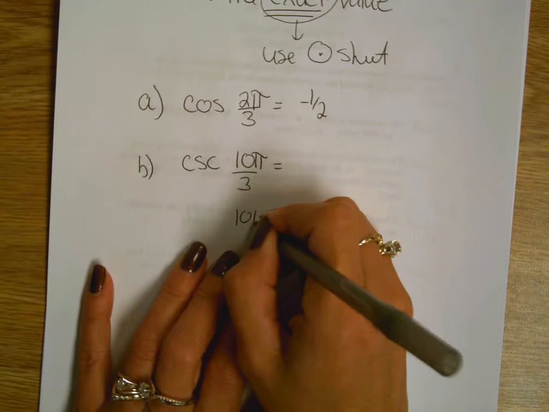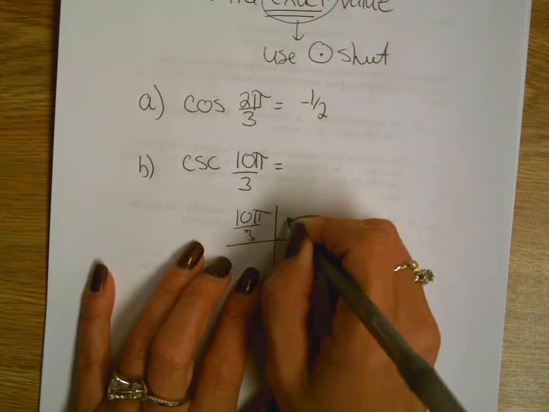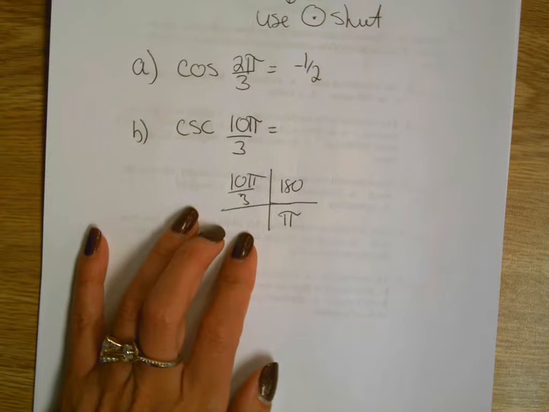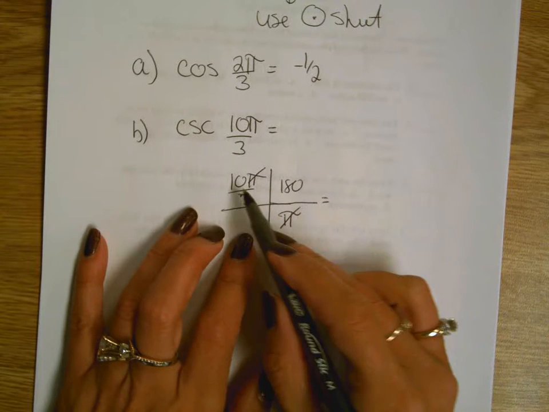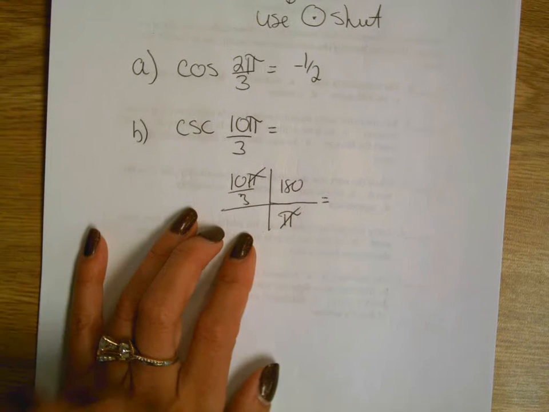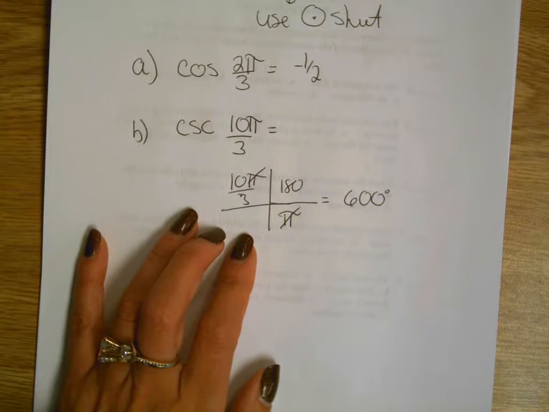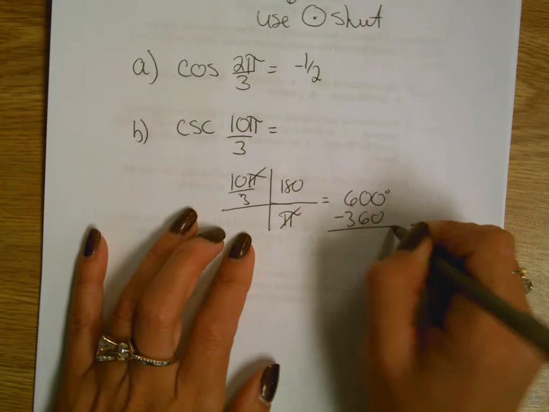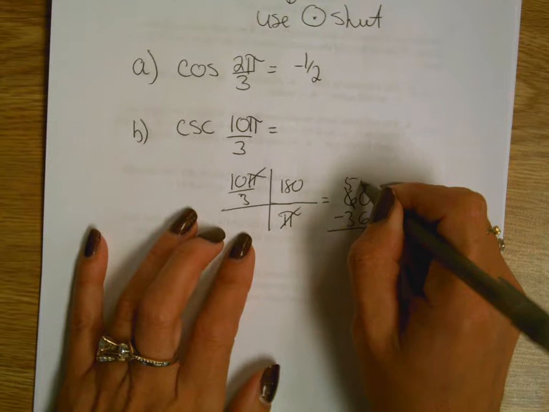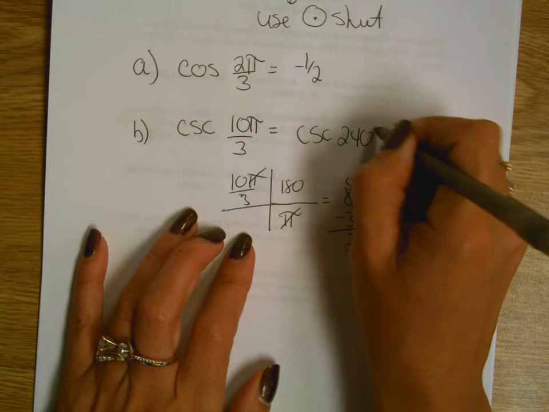So we're going to take 10 pi over 3, do our little conversion, divide by pi, times by 180. Pi's are gone. So what's 10 divided by 3 times 180? Oh, well, now we know why it's not on our circle sheet. Pretty obvious. What are you going to do with that? Subtract 360 to get it down to something that will be there. Where are we at now? So we're really just looking for the cosecant of 240.